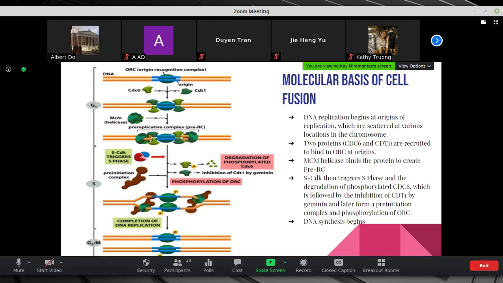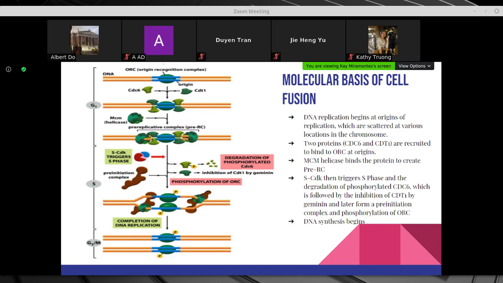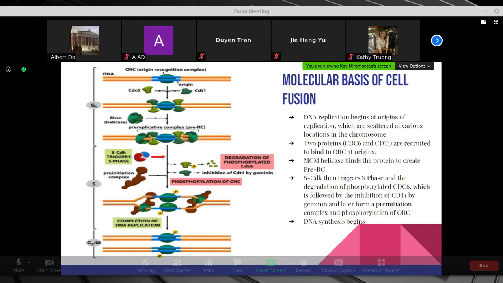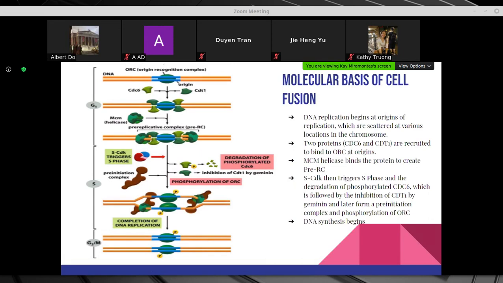degradation of phosphorylated CDC6. After that, it is followed by the inhibition of CDT1 by geminin. SCDK, which is cyclin-dependent kinases, then recruits the DNA polymerase and other proteins to form the pre-initiation complex. SCDK, with help of additional kinase, collaborate to phosphorylate the origin recognition complex. And then next, MCM helicase is activated to unwind the DNA and initiate replication. This will begin the synthesis of the DNA.